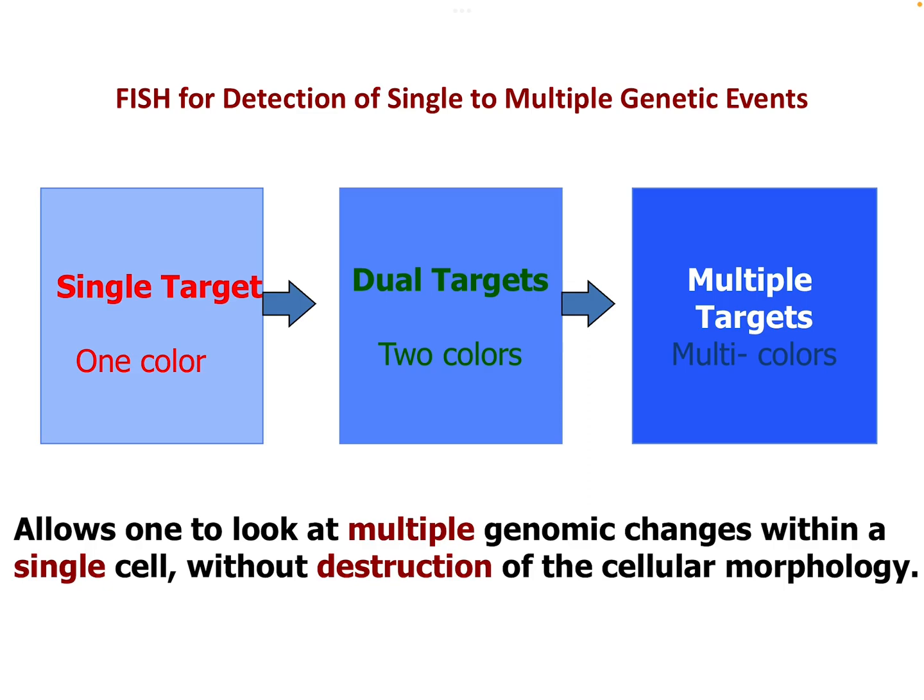We can use FISH for detection of single to multiple genetic events. With one color, we can see a single target. With two colors, we can see dual targets. And for multiple targets, it can show multiple colors. So this allows one to look at multiple genomic changes within a single cell without destruction of the cellular morphology.